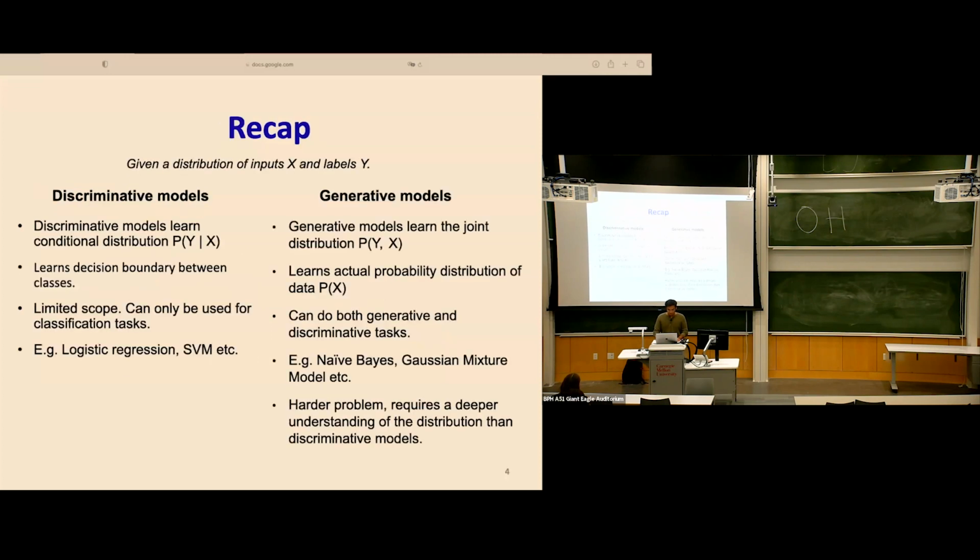So to recap, we saw that discriminative models learn a conditional probability, which is what most of this course has been about and what your homeworks have been about. But we can also have a generative model, which learns the joint distribution P of X and Y, and they can learn the distribution of the training data itself. That's P of X using the Bayes rule. And what's good about them is that they can do both discriminative and generative tasks, and they are nowadays commonly used for their generative capabilities.